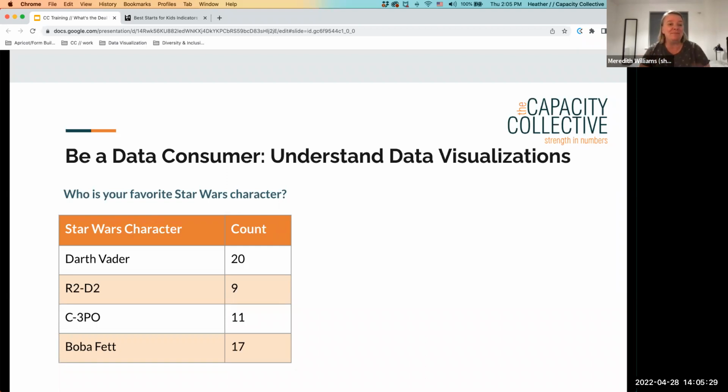All right, so the table tells us that it looks like a group of people were asked, what is your favorite Star Wars character? And then this is the count. This is the number of people who answered each of these choices.